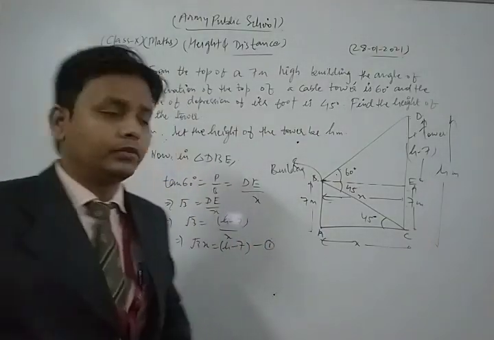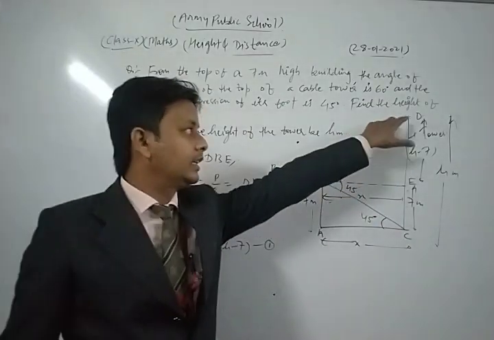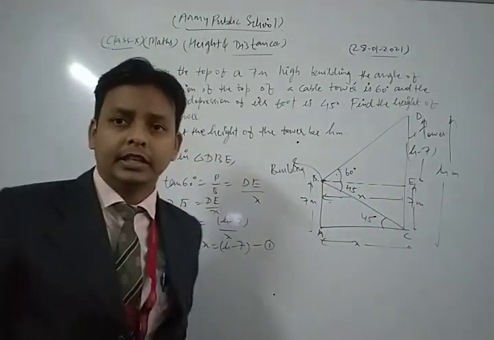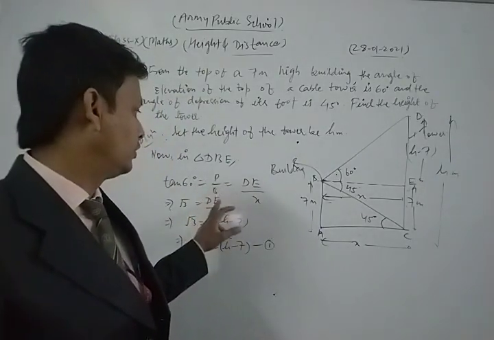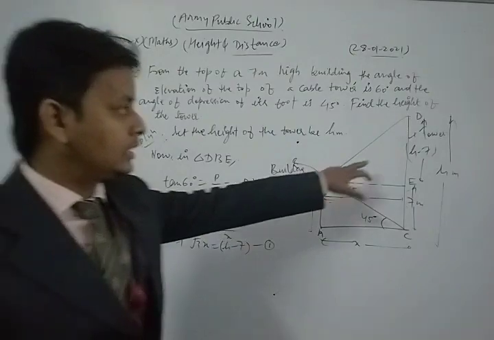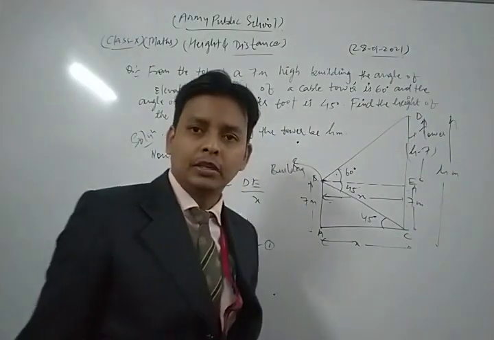So first of all, we take the base as x. Now in triangle DBE we apply tan. So tan 60 is equal to perpendicular upon base. The perpendicular is DE, which is h minus 7, because the total height is h and the building is 7. So this is h minus 7.